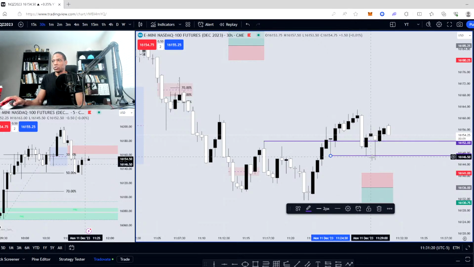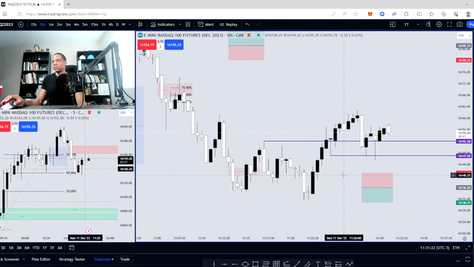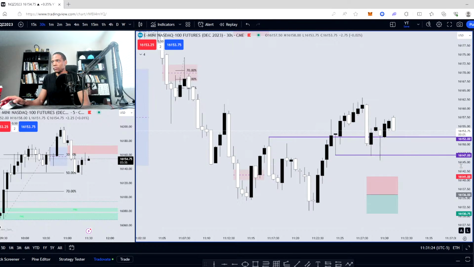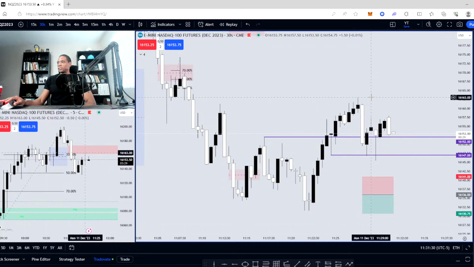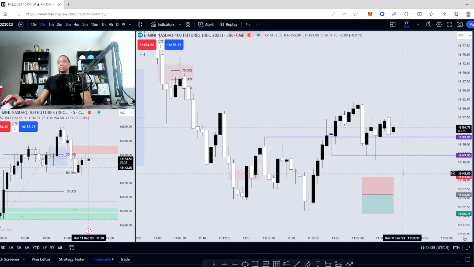Okay, we actually did have a sweep of a low. Sorry, I didn't recognize that. So our next step, we're looking for a new high to be made. So we're waiting for price to reach 16,163 flat. When we make it up to that range, then we'll start looking for longs.